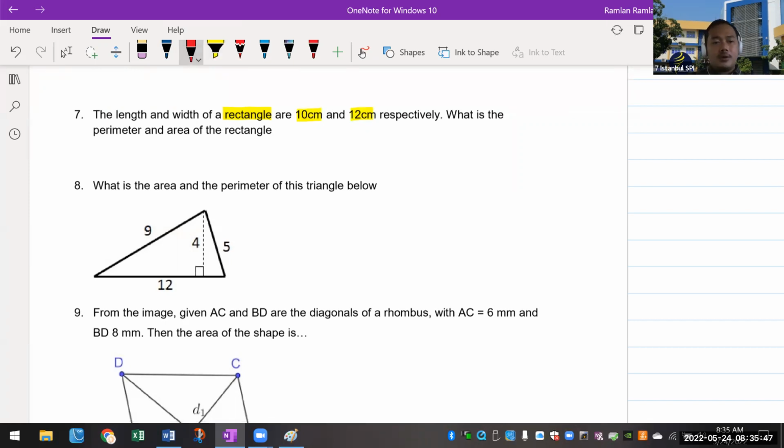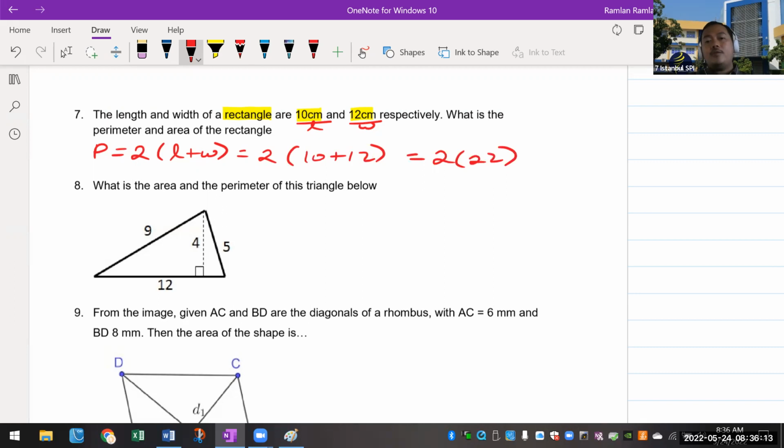So the perimeter will be equal to, if you use the formula, 2 in a bracket L plus W. L is the length and W is the width. Since you know the length and the width, you only need to put them into the formula. So there will be 2 bracket 10 plus 12, that's it. You do the one in the bracket first, so you'll get 22.